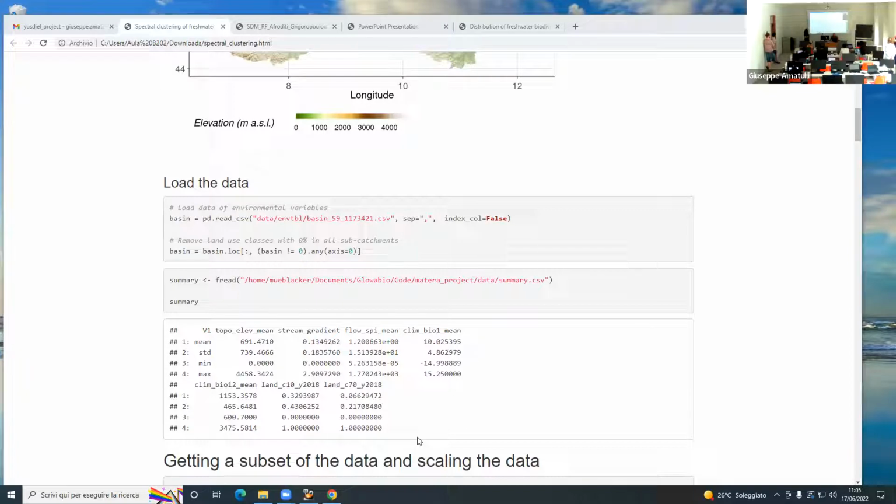And then I use the ESA land cover data for 2018. I have 22 classes, and here just an example, cropland and forest. So you have the proportion of each land class within the subcatchment.